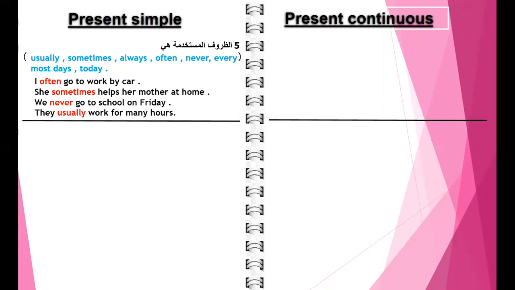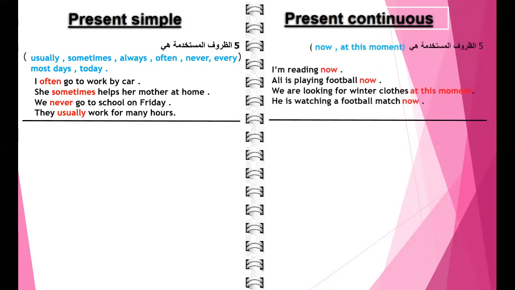We never go to school on a Friday. They usually work for many hours. يعني لاحظ استخدام الظروف اللي يستخدمها مع present simple هي often, sometimes, never, usually. While the adverbs that can I use it with present continuous are now, الآن, at this moment, في هذه اللحظة, at this moment.